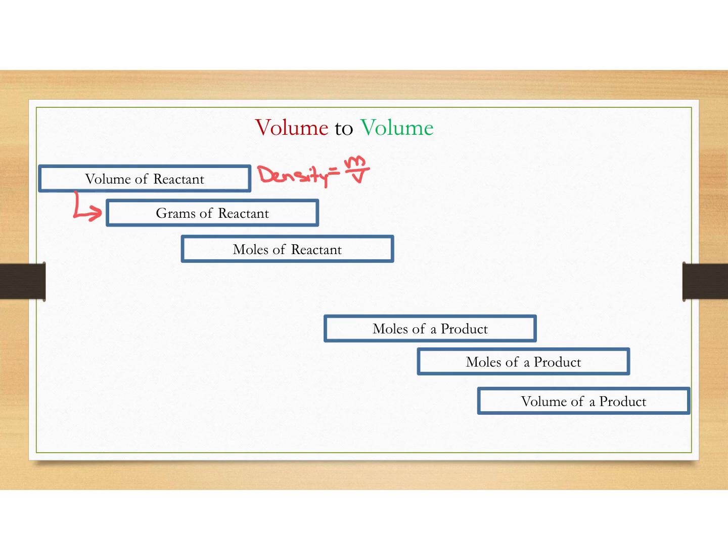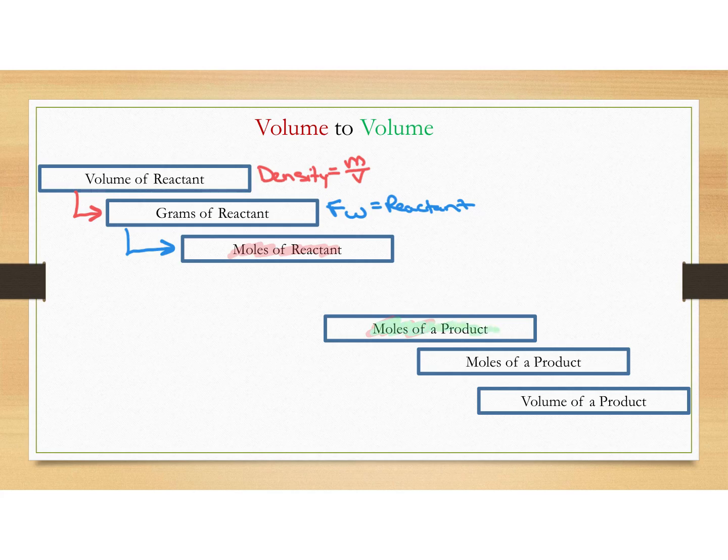Now, once we get to this point, it's just like the previous example. Now I'm going to go from grams of a reactant to moles of a reactant. How do I go from grams of reactant to moles of a reactant? I use the formula weight of my reactant. Now, moles of a reactant to moles of a product.